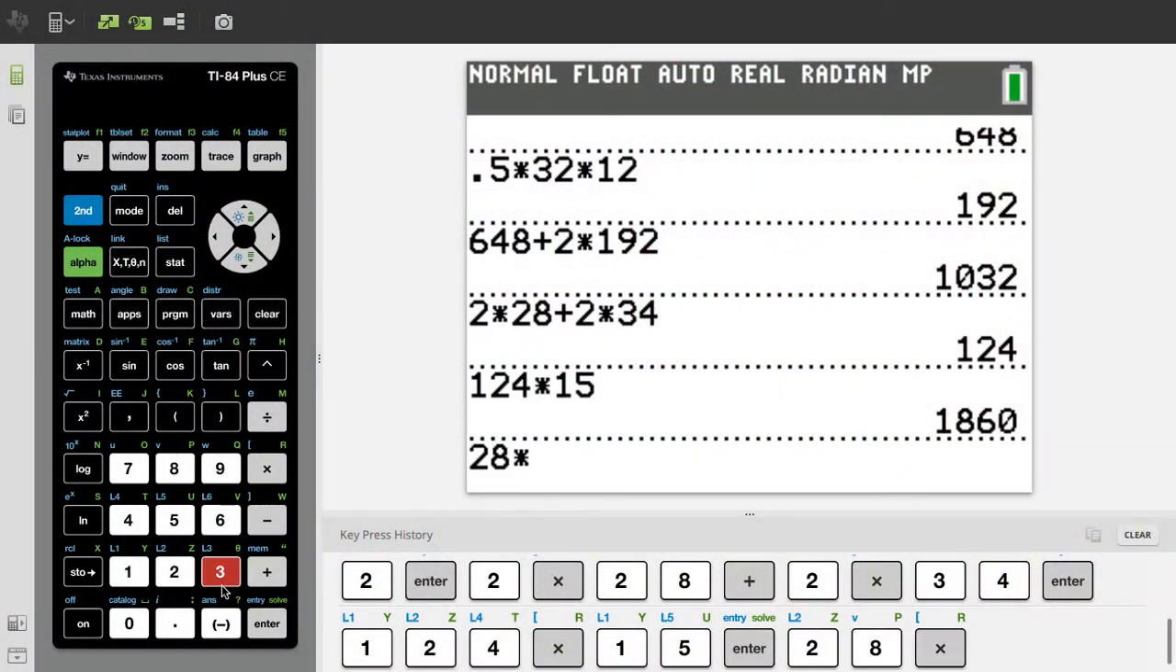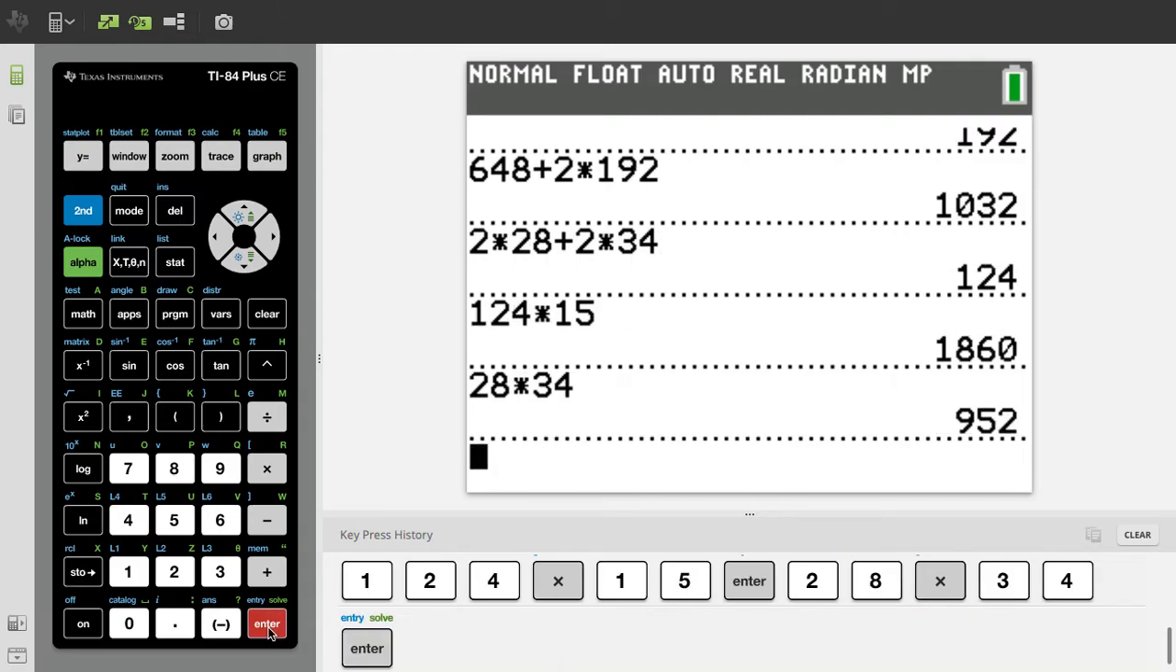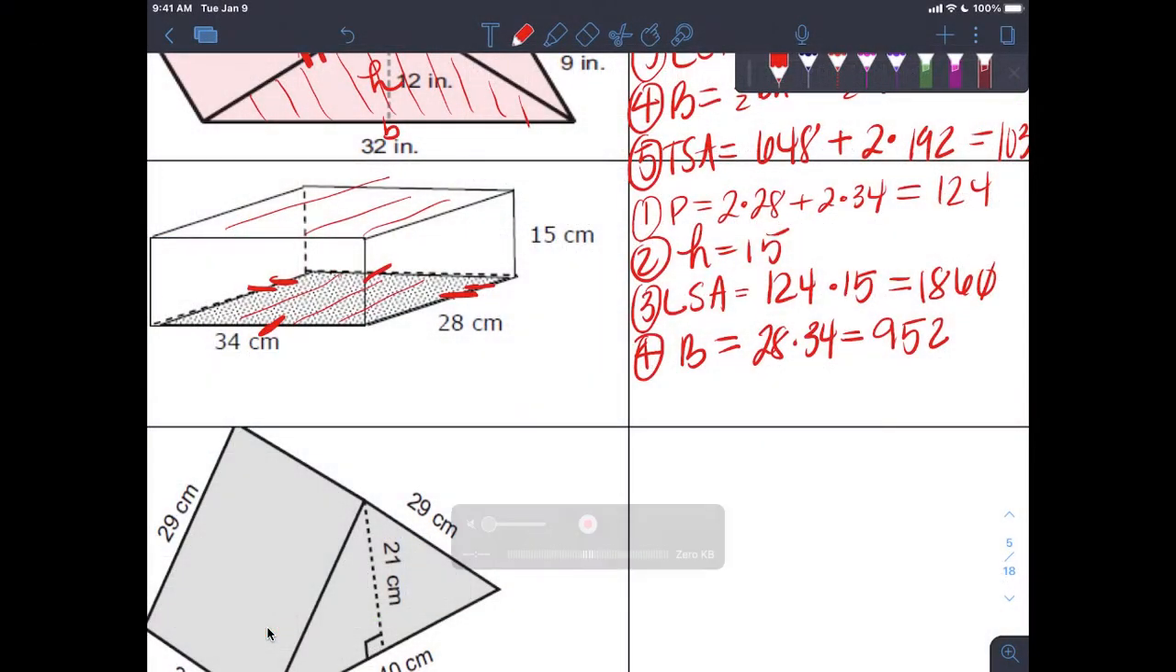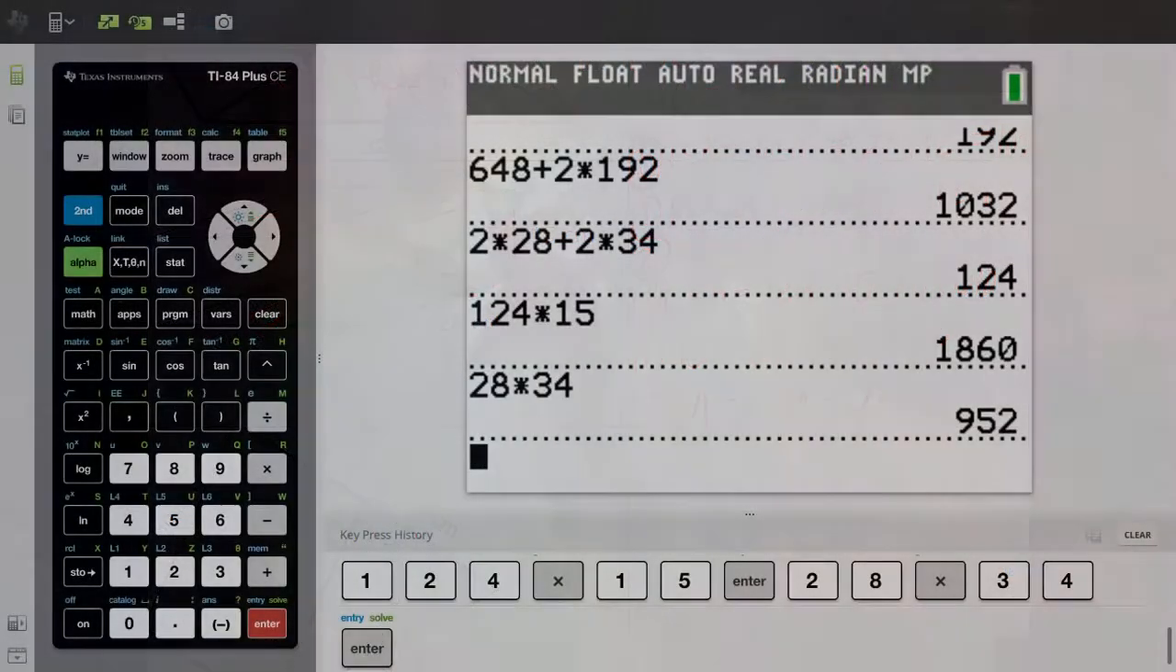So let's find out what that is. 28 times 34. Enter. All right. So 952. Okay. Final step. Now we're going to calculate that total surface area. I'm going to go ahead and add my lateral surface area plus 2 times the area of my base.